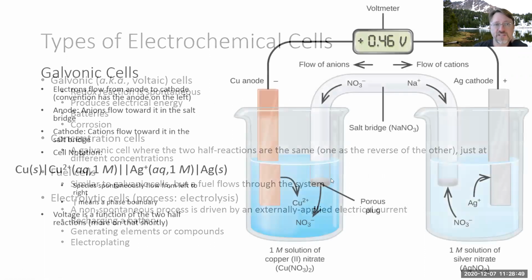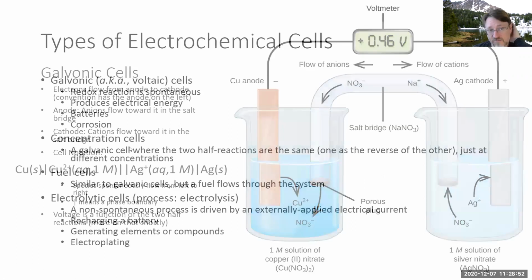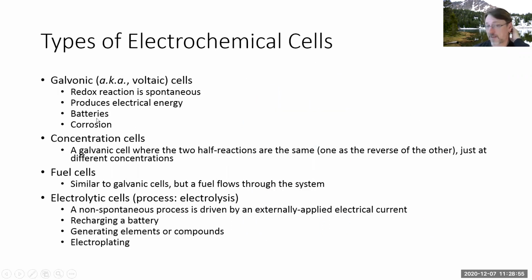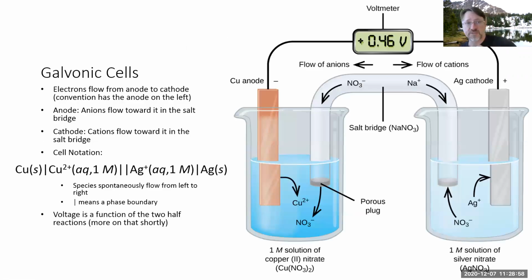Okay, so let's look at some examples here. We're going to start with the galvanic cells up here, which we already looked at an example of, and we're going to use that to develop a lot of the concepts. So electrons flow from anode to cathode. And the convention in these diagrams is to put the anode on the left-hand side, so that the flow of electrons is going from left to right. So this means that we have the oxidation process happening on the left, and we have the reduction process happening on the right.